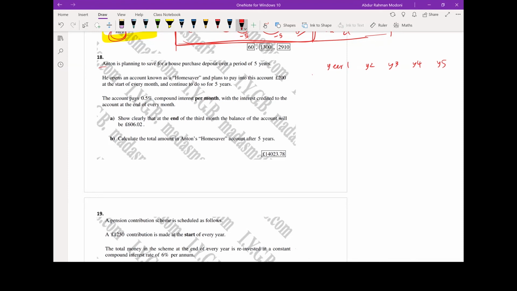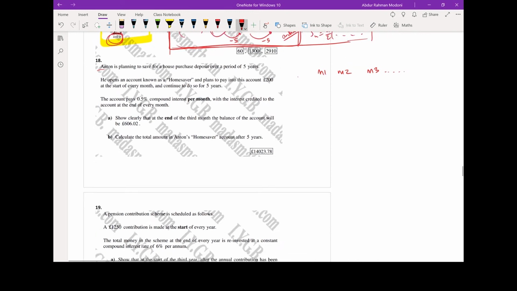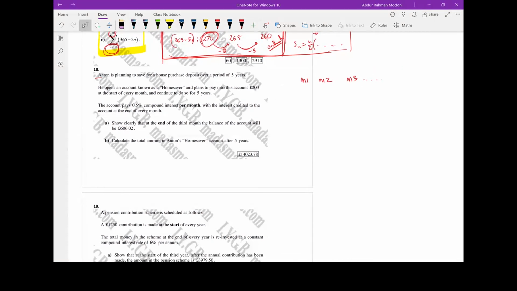So actually, in each year, we're really looking at monthly, isn't it? So maybe I should have written monthly, month 1, month 2. He's going to have quite a few months here, 12 months times 5, right? So it's actually not a yearly one. Let's just say month 1, month 2, month 3, all the way up to, how many months do we have? Well, 12 times 5, 60 months, month 60.